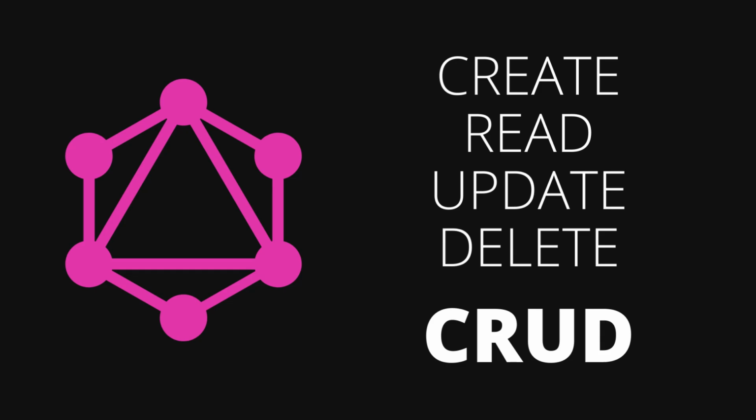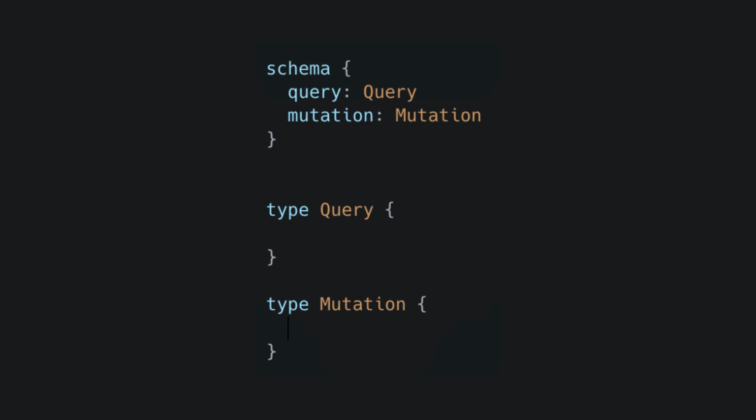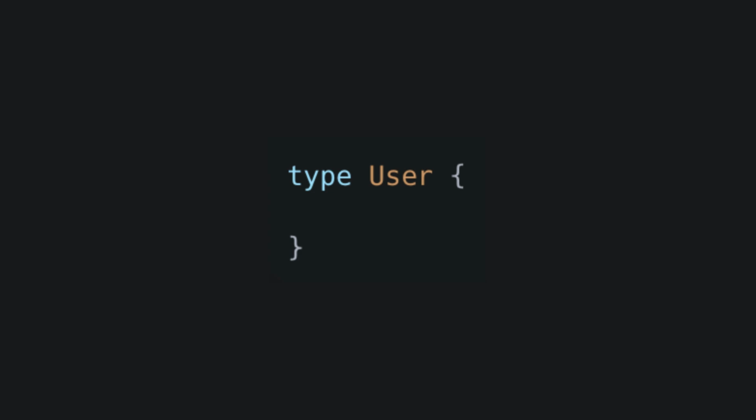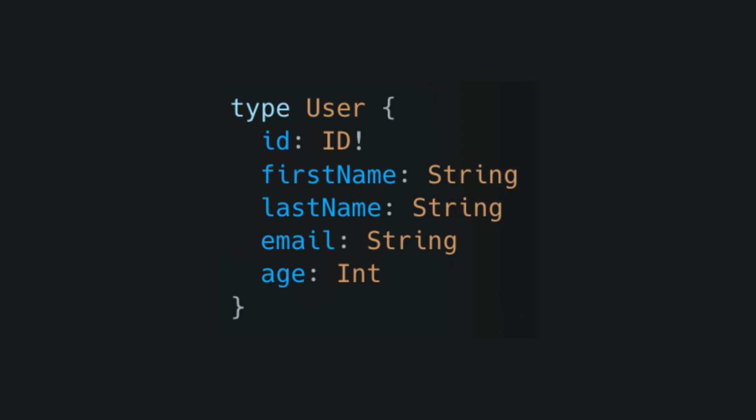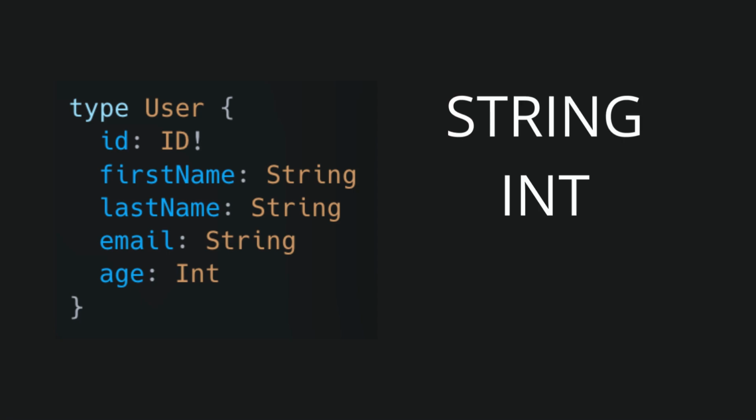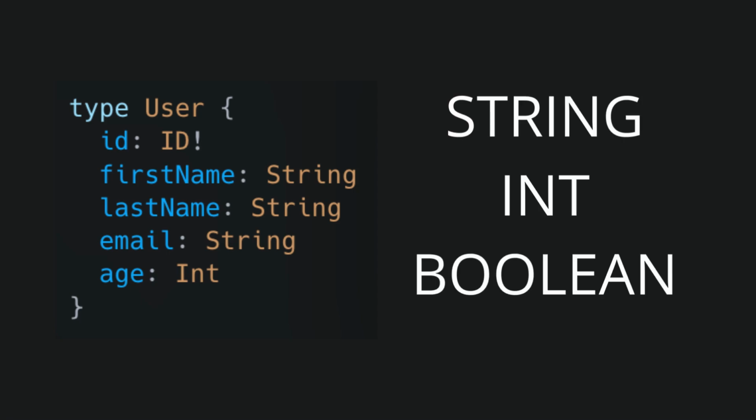In order to get an idea of how this works, let's create a GraphQL API that reads and mutates data related to a user. First, we have to write the schema and create the query and mutation types. Then, we create the user type that we're going to use. For each type, we can add fields with different types related to the user. GraphQL has some basic types, like a string, an int, a boolean, and many others.